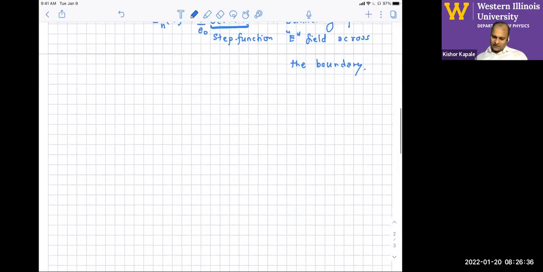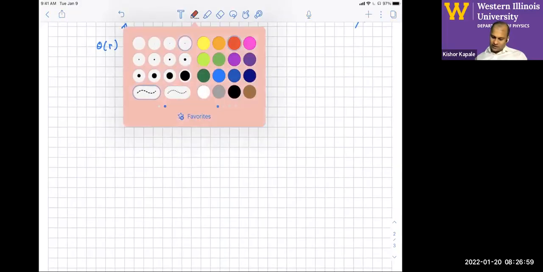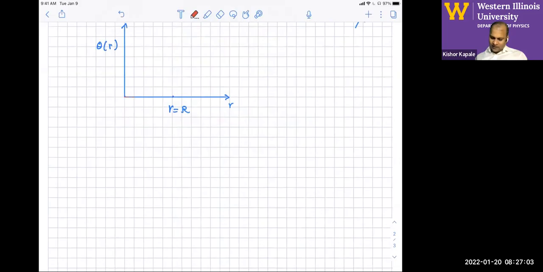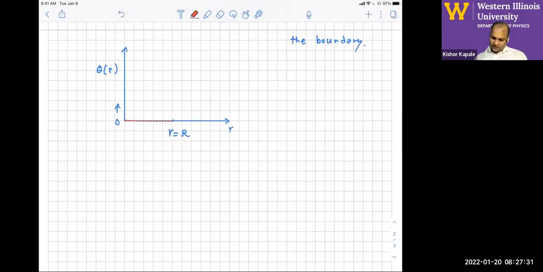Let's do a plot of the step function. It's actually fairly easy. I'm going to do a plot again, like in the case of the earlier situation. So for R less than capital R, you are over here, so it's 0. Let's make the scale from 0 onwards, so it just increases there. In the domain outside the sphere, you're going to have a sudden jump.